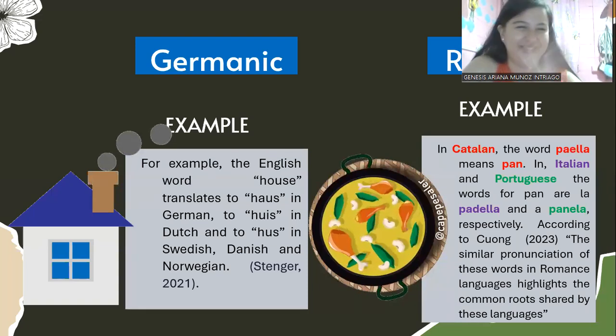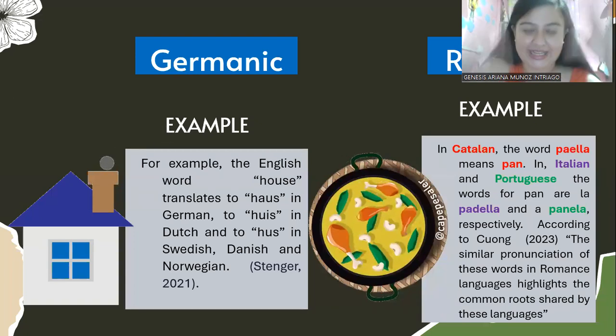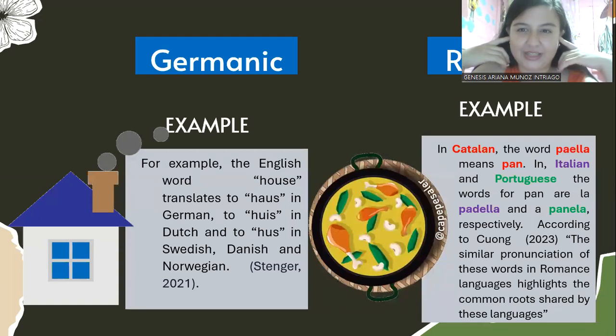I don't know if I'm pronouncing it right. I'm sorry if I don't. But as you see, in these examples, we can analyze that since they belong to the same language family, they share some phonological patterns, okay?